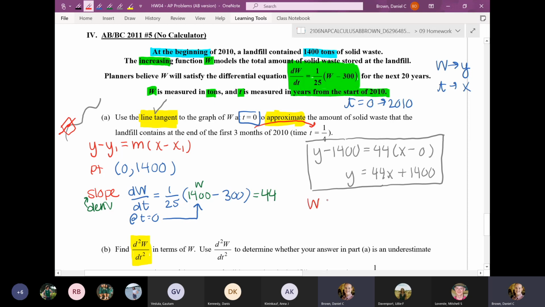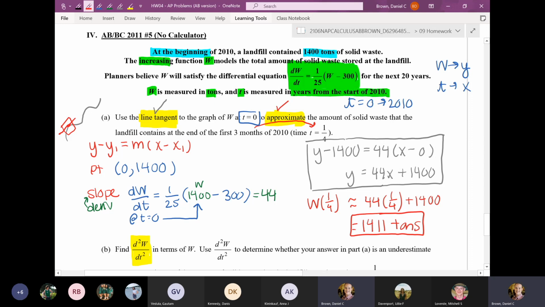We basically know that W of 1/4 is approximately the tangent line, plugging in 1/4 for x, or t if that's the variable you used. Simplifying, 44 divided by 4, 1411 tons. So that would be the approximate amount of waste we found using the tangent line. Questions on that first problem?